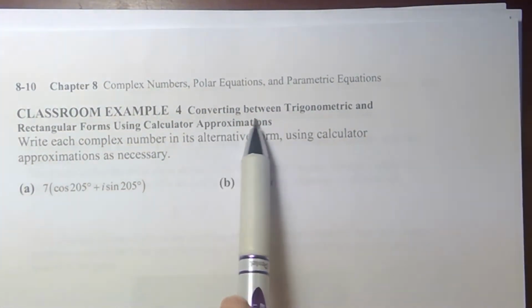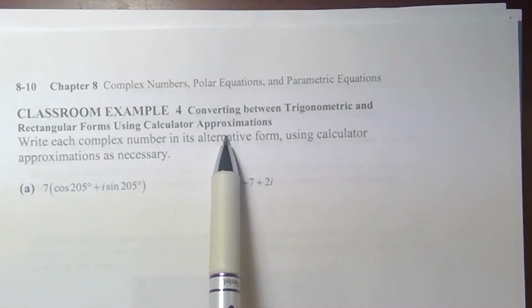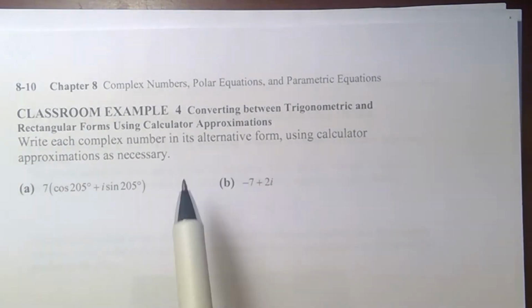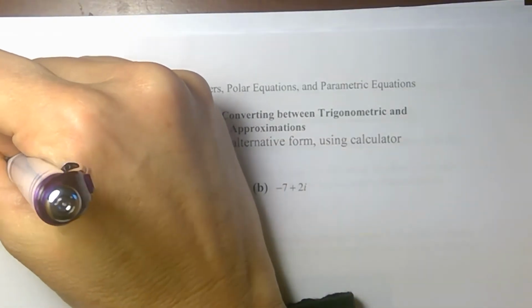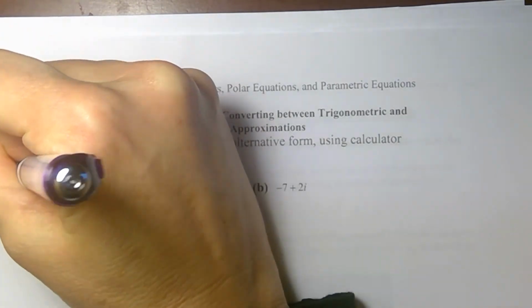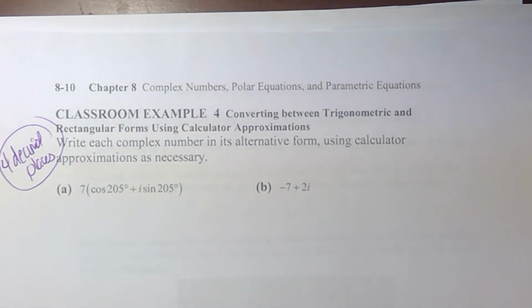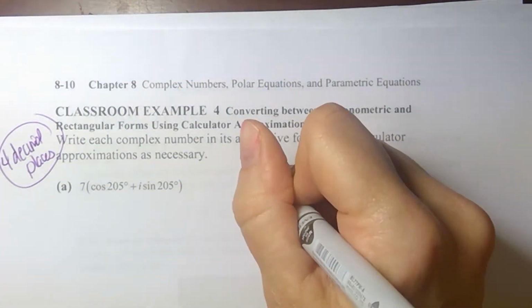Example 4 says that we're going to be converting between trig and rectangular forms using calculator approximations. So our values for theta are not going to be special angles. That's when I know I'm going to need to use calculator approximations. We're going to choose to round to 4 decimal places for our answers here. Make sure in your math lab that you pay attention to what rounding they want you to use. But for our purposes here, we're going to round to 4 decimal places.